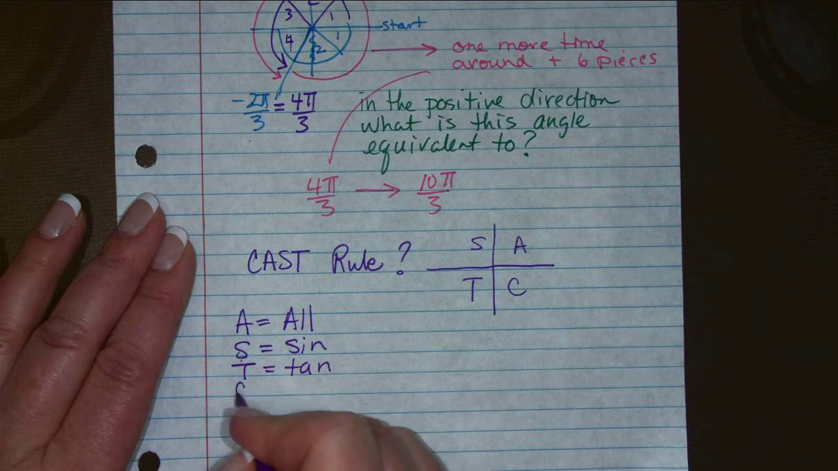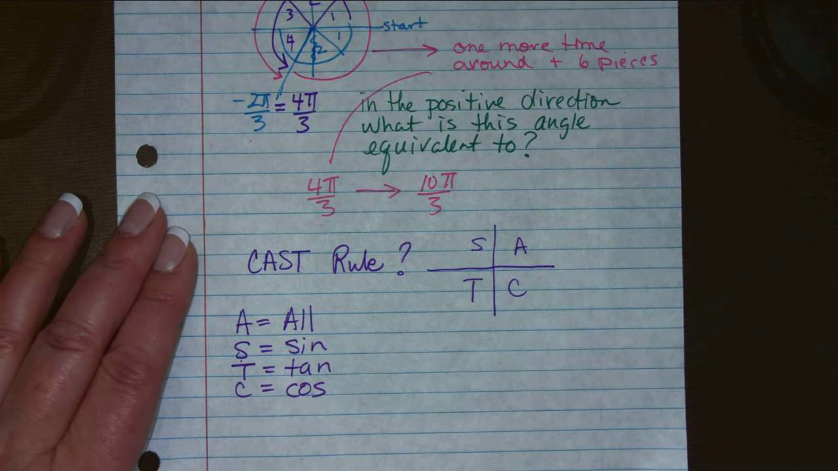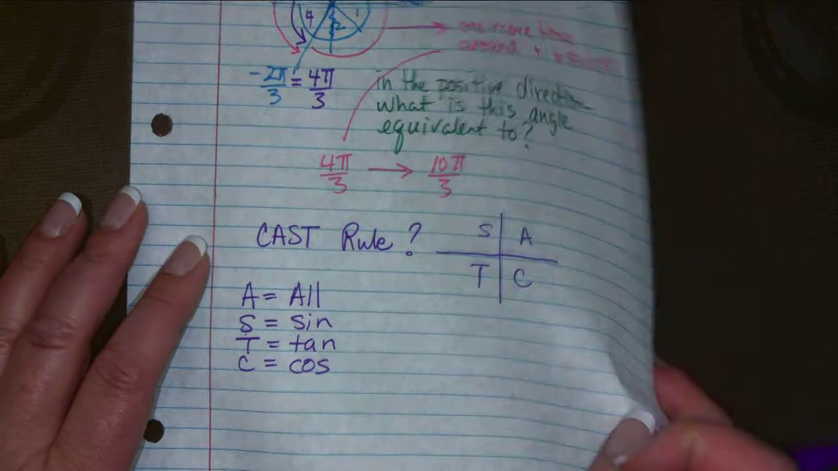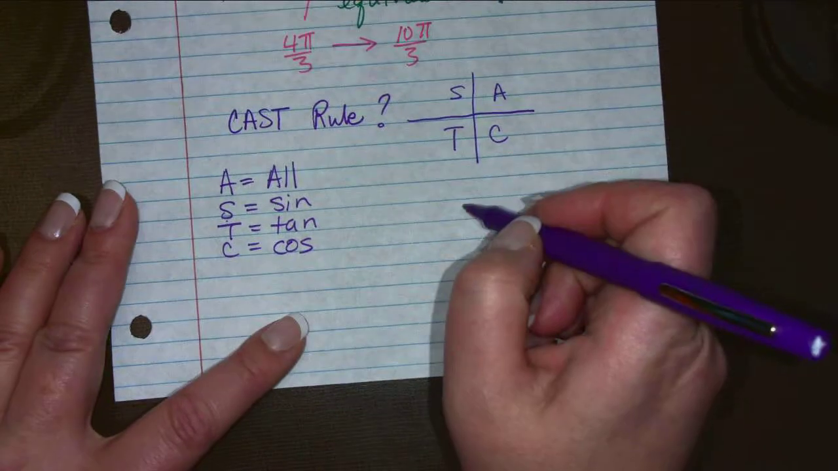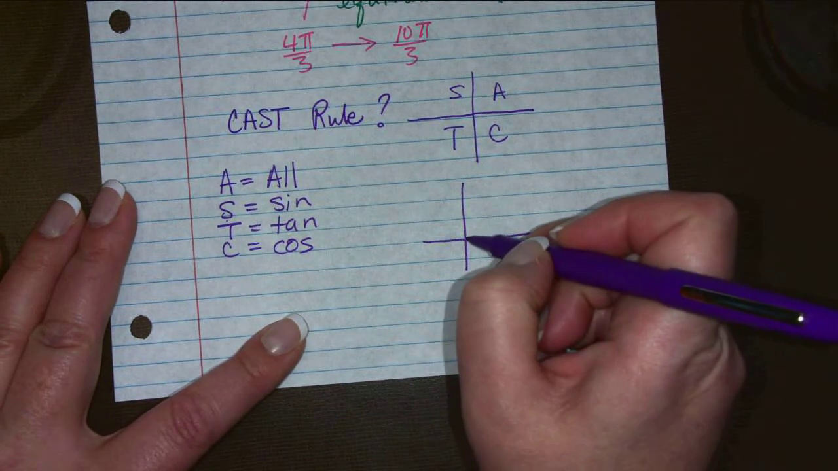But what on earth are we trying to remember by doing this? It is telling us in what quadrant each of them is positive. So let me write that down in a second. We're going to back up a bit and draw a sine wave.